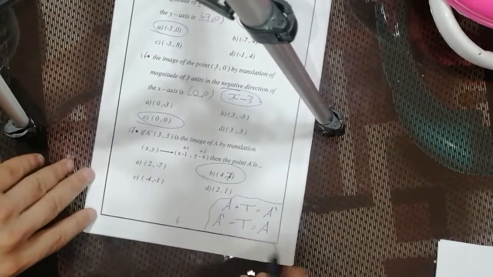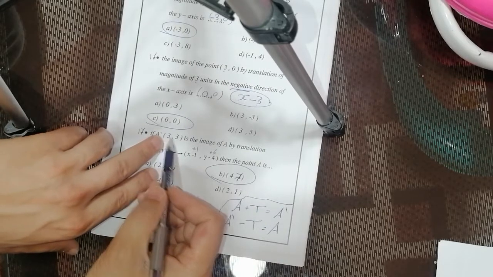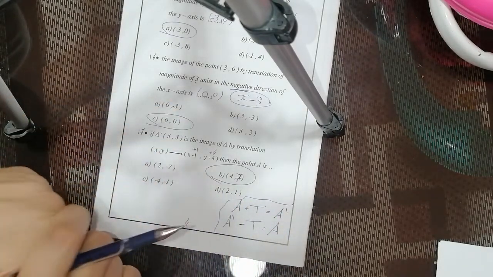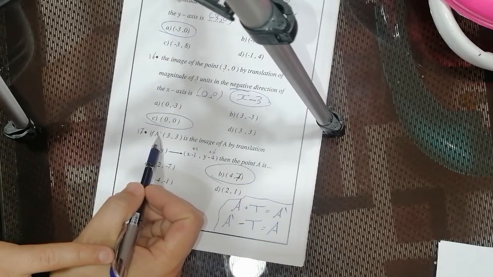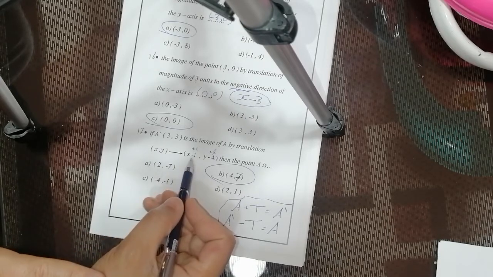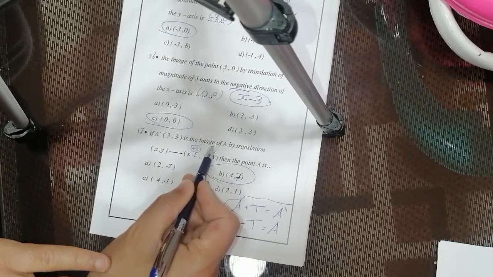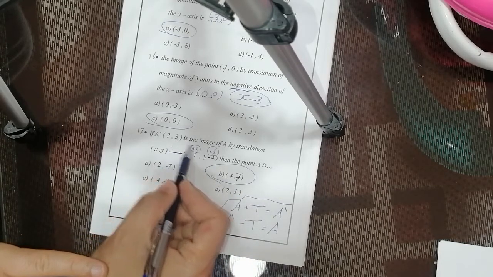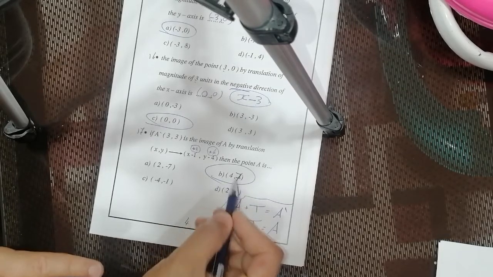Okay, we can do it with two methods. The first method, we can do 3 minus -1 and 3 minus -4. Or I prefer to change the signs. Change the signs of the translation, not the image. We have here -1, it will be a positive 1. We have here -4, it will be a positive 4. Then 3 plus 1 will be 4, and 3 plus 4 will be 7. Okay.